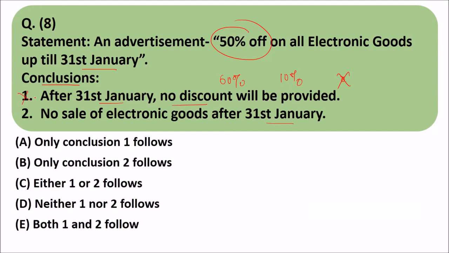So this is not the right conclusion. So 1 does not follow, okay. So C will also not be there, B, he will also not be there.